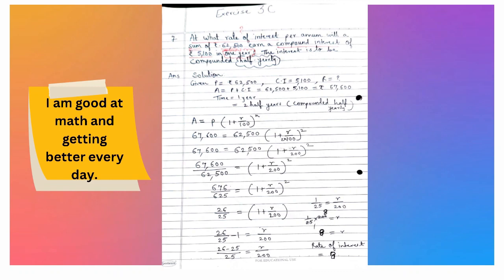Let's start with the seventh sum. At what rate of interest, meaning you have to find out the rate, will a sum of rupees 62,500 earn a compound interest of rupees 5,100? So clearly it is given this is your principal, and this is your compound interest in 1 year.